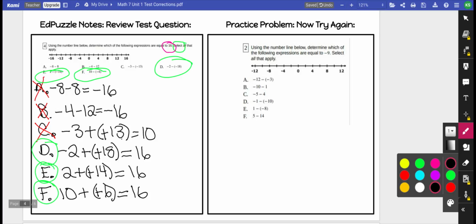So now what you guys need to do is there a problem right next to it for you guys to try that is almost exactly like the problem we just did. So take your time now and work on that. Select your answers, and then you can move on to the next problem.